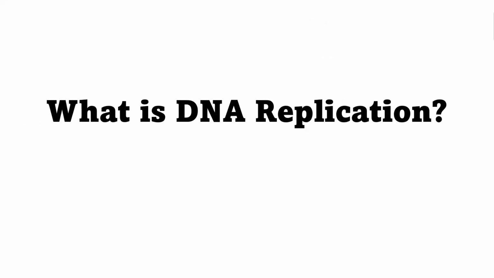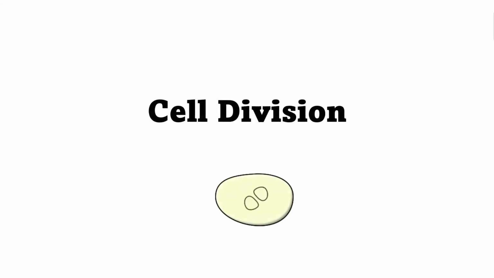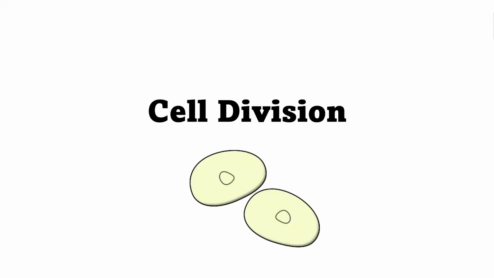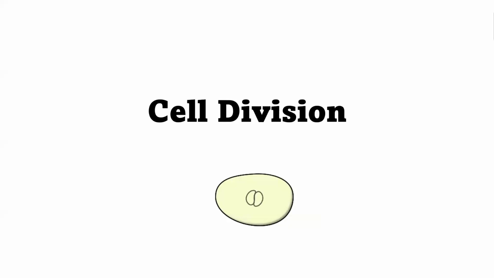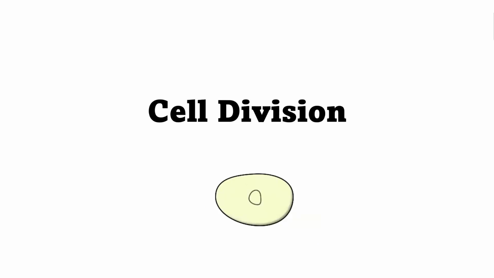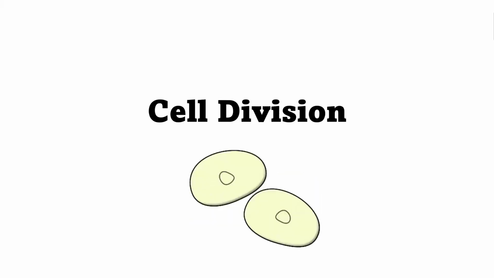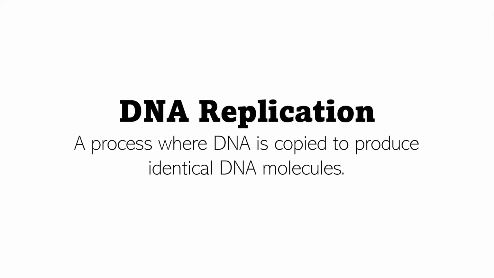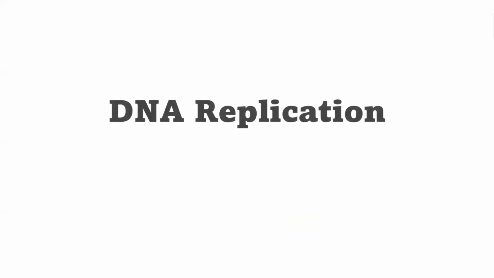So back to DNA replication, what is it? It's a process where DNA is copied in order for cells to divide successfully. Notice this cell starts off with that one little circle in the center, and then there's two. That circle in the center represents the DNA. It must copy itself for each daughter cell to get a copy of the DNA at the end of cell division. DNA replication is a process where DNA is copied in order to produce identical DNA molecules.